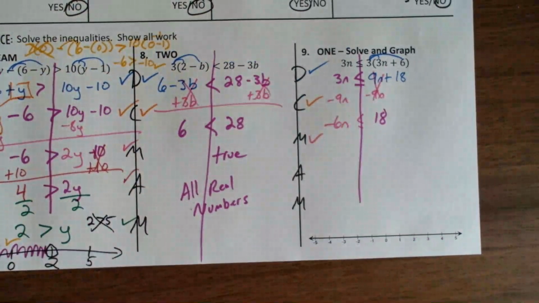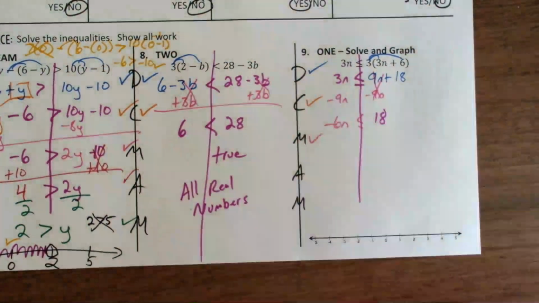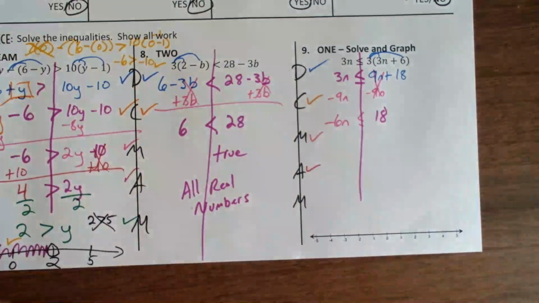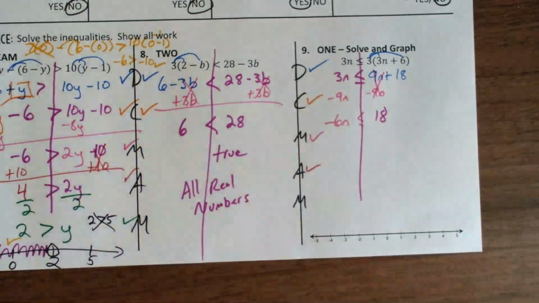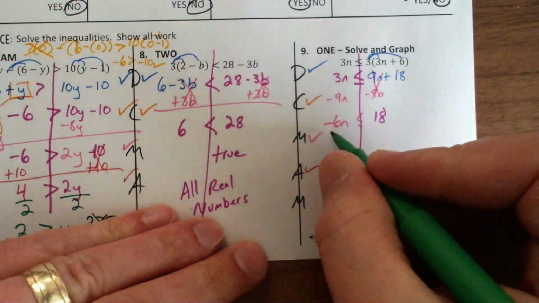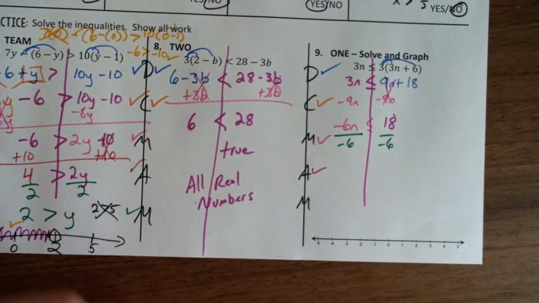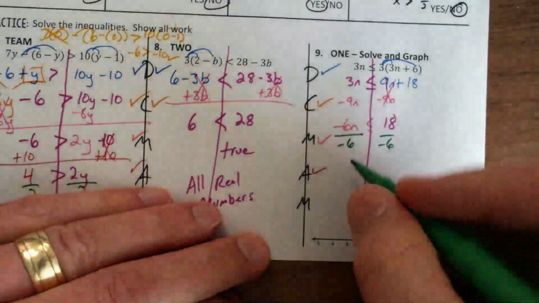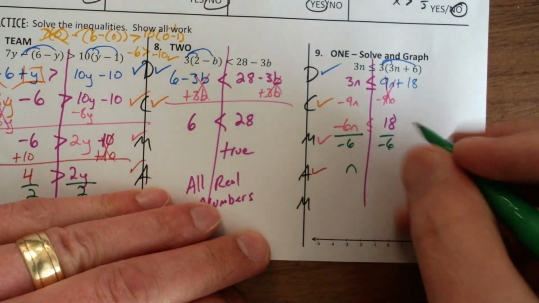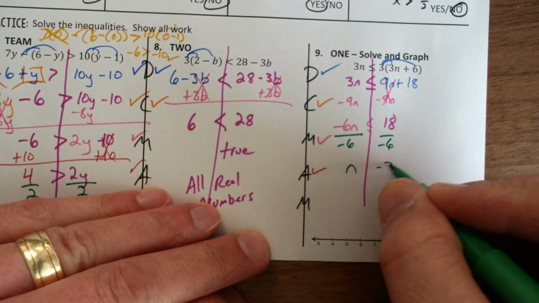Okay, I moved the smallest variable. Done. Add or subtract. I actually don't need to add or subtract because it's just a variable term all by itself. So my last step, multiply or divide. Here I would divide by negative 6. And n, 18 divided by negative 6 would be negative 3.